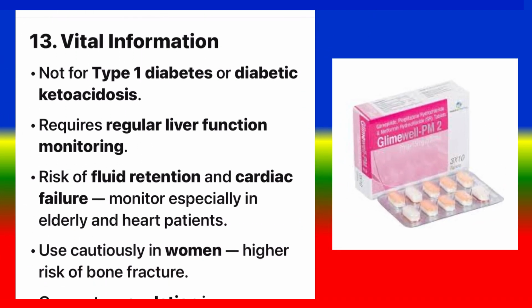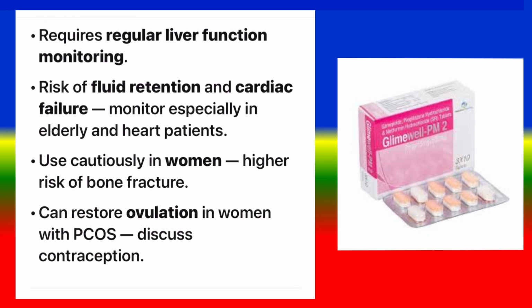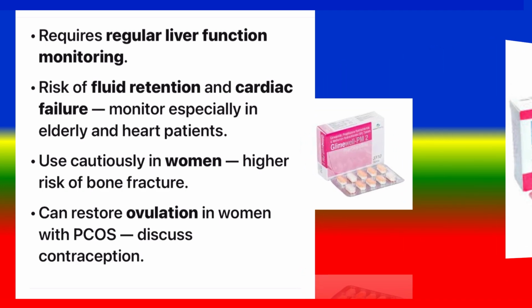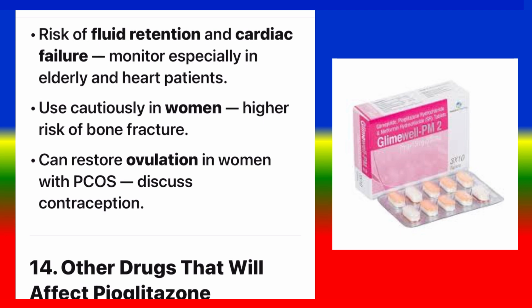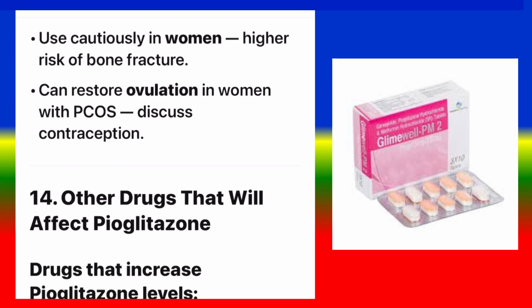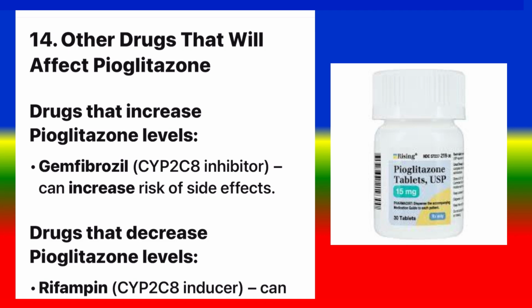Number 13. Vital information. Not for type 1 diabetes or diabetic ketoacidosis, requires regular liver function monitoring. Risk of fluid retention and cardiac failure. Monitor especially in elderly and heart patients. Use cautiously in women. Higher risk of bone fracture. Can restore ovulation in women with PCOS. Discuss contraception. Number 14. Other drugs that will affect pioglitazone.